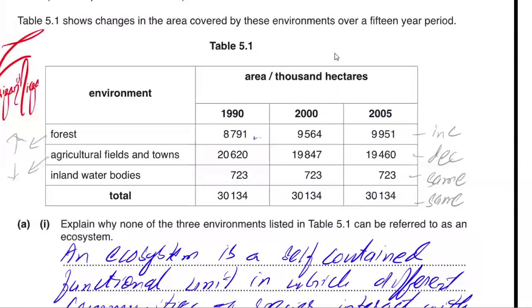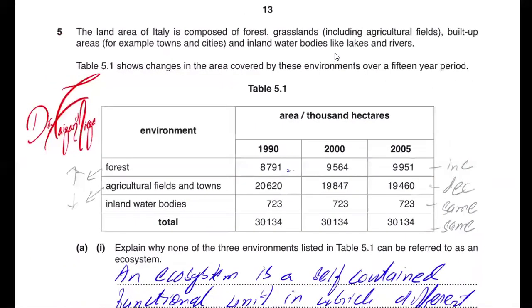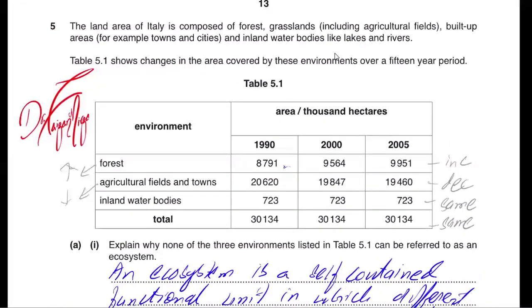The question that they gave was that the land area of Italy is composed of forests, grasslands, including agricultural fields, built-up areas, for example towns and cities, and inland water bodies like lakes and rivers. So a lot of habitats and different conditions are provided to you. Table 5.1 shows changes in the area covered by these environments over a 15-year period.